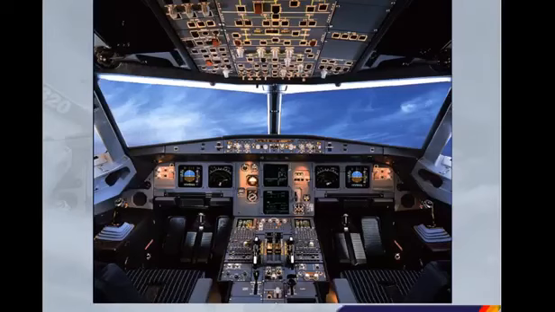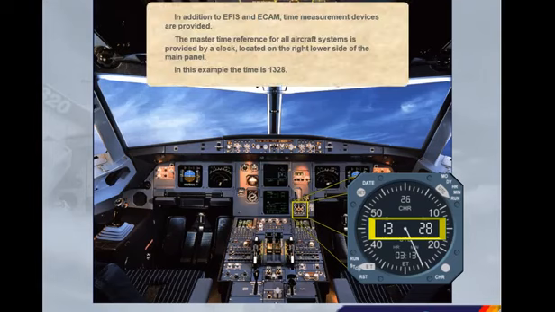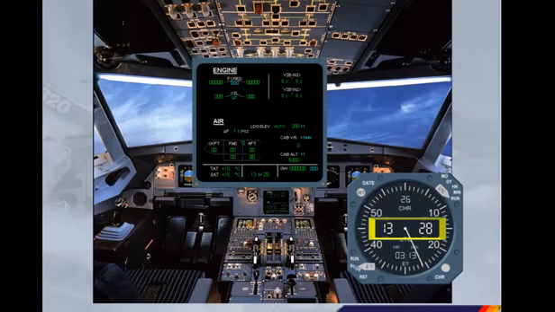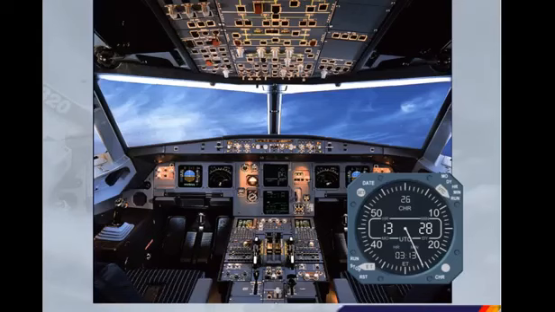In addition to EFIS and ECAM, time measurement devices are provided. The master time reference for all aircraft systems is provided by a clock, located on the right lower side of the main panel. In this example, the time is 13:28. The time is also displayed at the bottom of the system display. Adjustment of the time is achieved by using the Universal Time Coordinated UTC selector and the Set knob. You will have the opportunity to do this in the simulator.